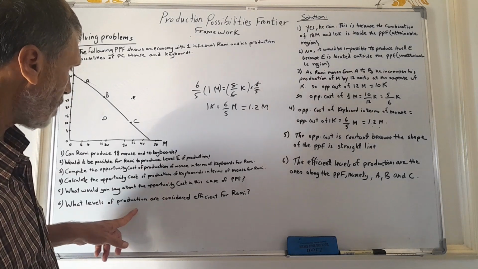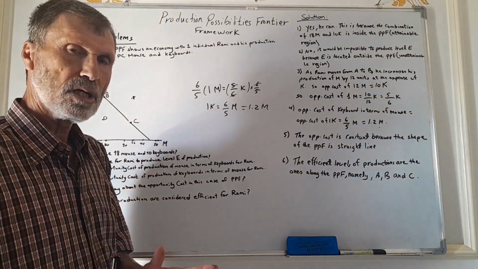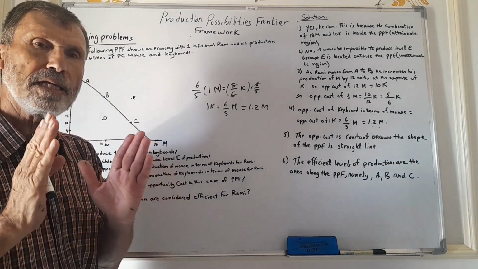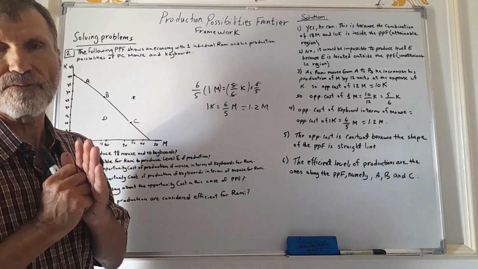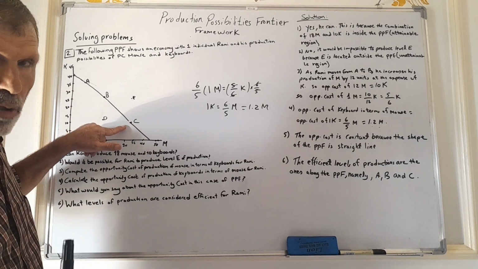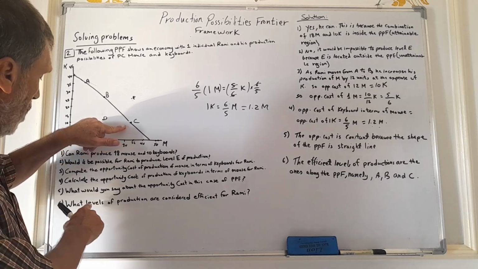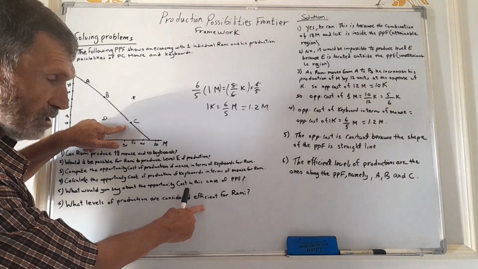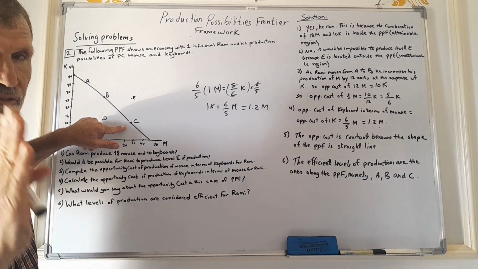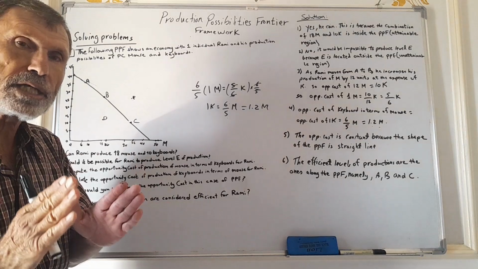What levels of production are considered efficient for running? Remember, when you hear or see the word efficient, look at the combinations that are along the PPF. What are the combinations along the PPF? A, B, and C. Those are the most efficient combinations of production. So the combinations of production that are efficient for running are A, B, and C. Why? Because they are located along the PPF.